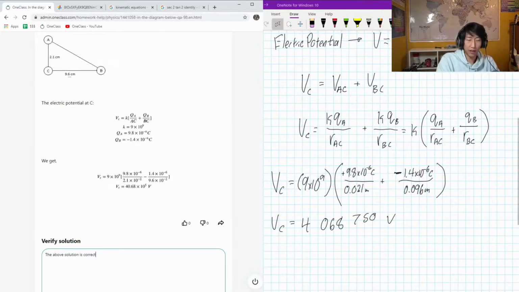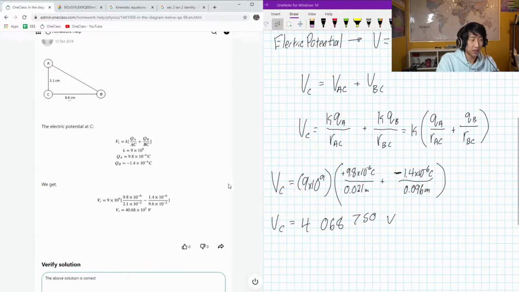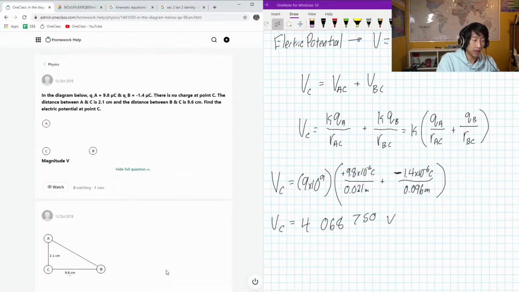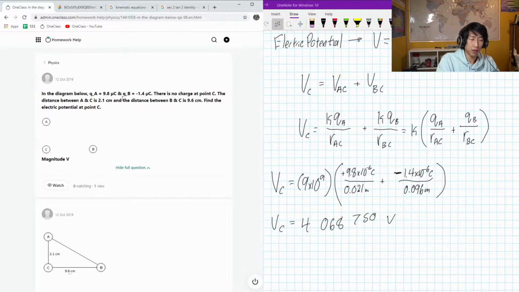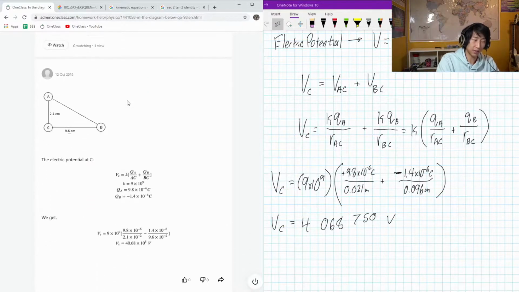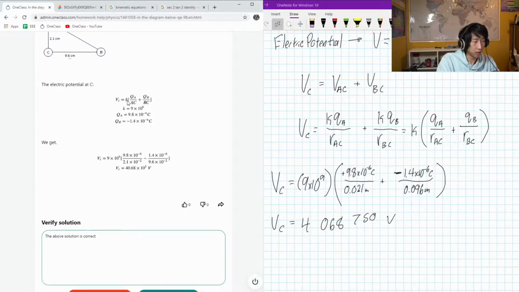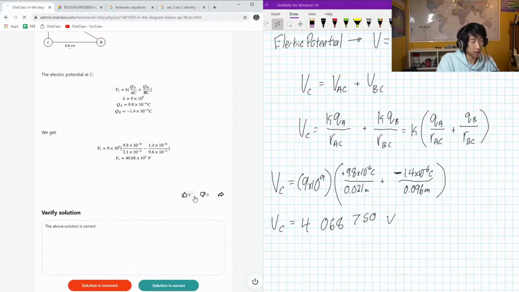That seems pretty high. Like your wall is only 120 volts. So that is quite the electric potential here, but microcoulombs is a decent amount of charge, and centimeters away, that is very, very close. So it does seem and feel like a reasonable answer. So yeah, cool. So nice.